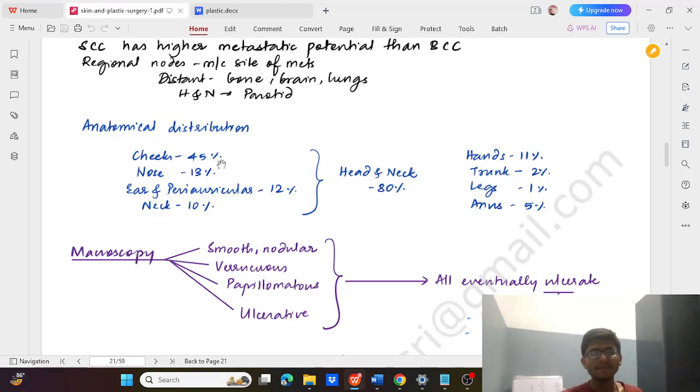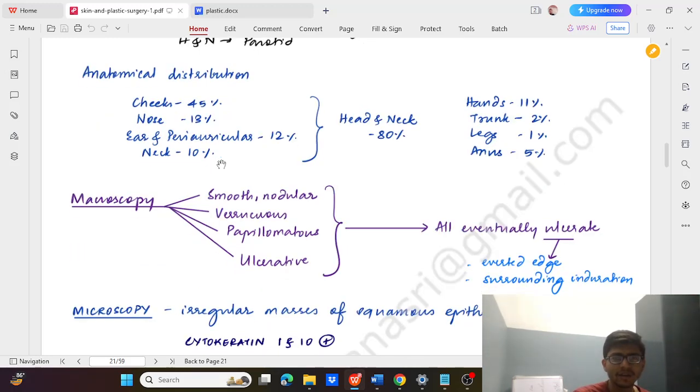For tumor involving the M area, that is the scalp, cheeks and the neck, size will be more than 10 mm or 1 centimeter, and for the extremities, shoulders, it is more than 20 mm, that is 2 centimeter. So all these lesions will be high risk.